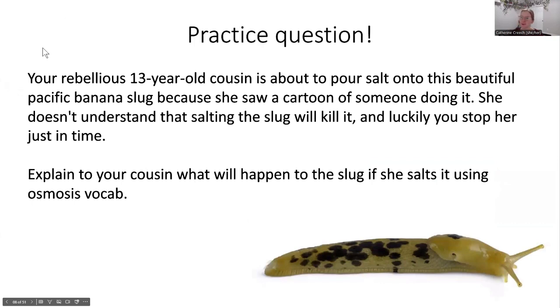Here's a practice question for you. Your rebellious 13-year-old cousin is about to pour salt onto this beautiful Pacific banana slug because she saw a cartoon of someone doing it. She doesn't understand that salting the slug will kill it, and luckily you stop her just in time. Explain to your cousin what will happen to the slug if she salts it using your osmosis vocab.